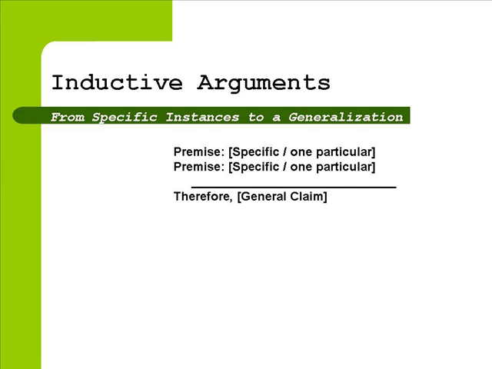Part 2 on Inductive Arguments. What we noticed is that one telltale sign of an inductive argument is that it goes from specific to general, where the conclusion generalizes over more instances than are mentioned in the premises.